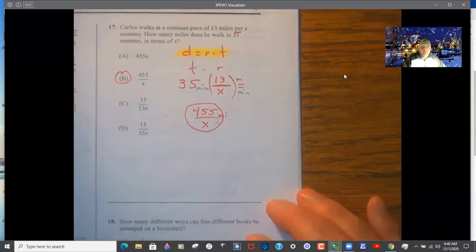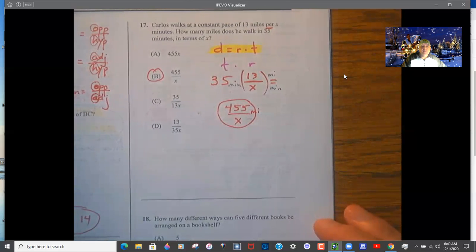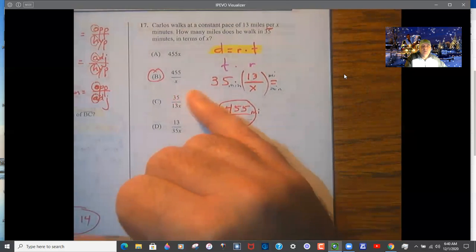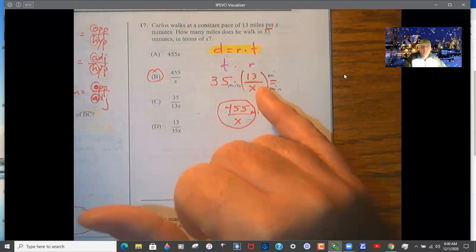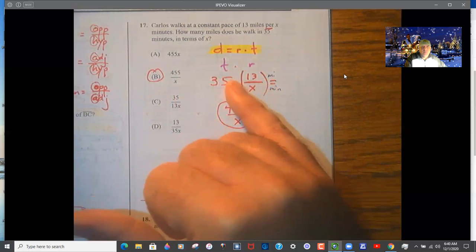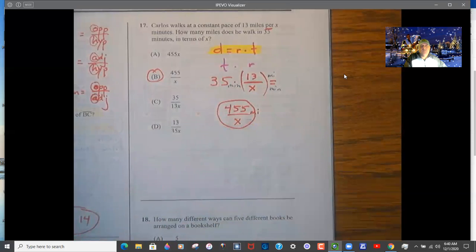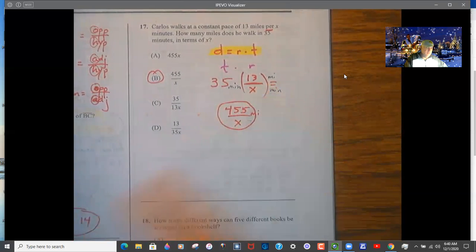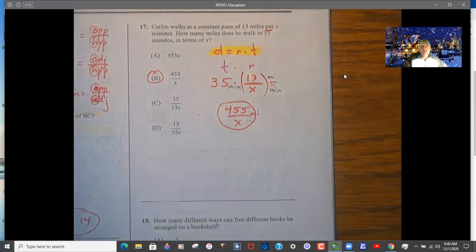Here's a distance, rate, and time problem. So the time is 35 minutes and 13 miles per x minutes. So that means divide. So that's your rate and time. And so when you take that product, that is the distance, so you do 35 times 13. They're going to test this at some point on this test, to recognize it is the object of the game.